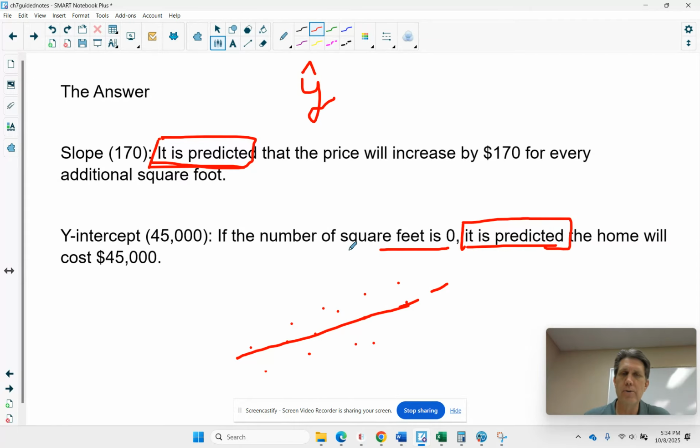So remember, if the square feet is 0, we predict the home is 45,000. You're putting in a 0 to do the y-intercept. And then always remember, when you talk about the other one, it's y over x, and it'll generally always be a unit of 1 increase on x as you go across. You'll go up or down with the y and then over on the other one.